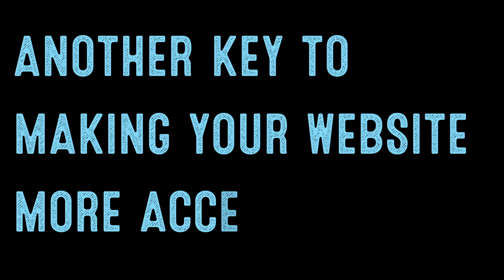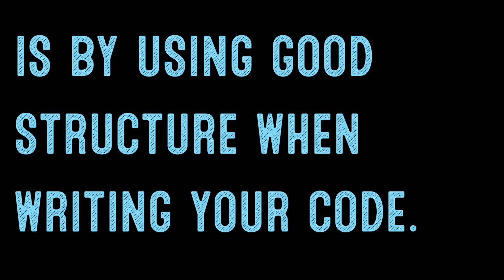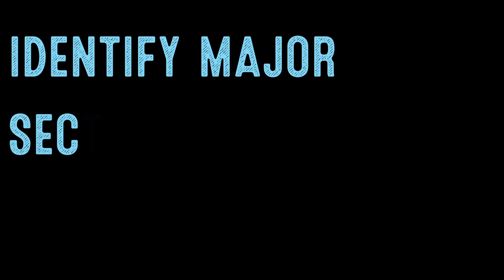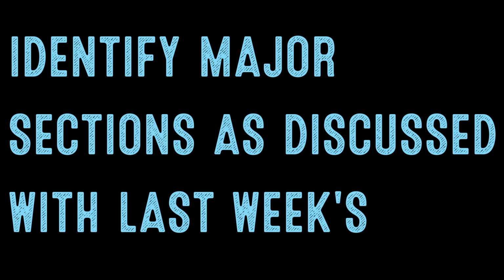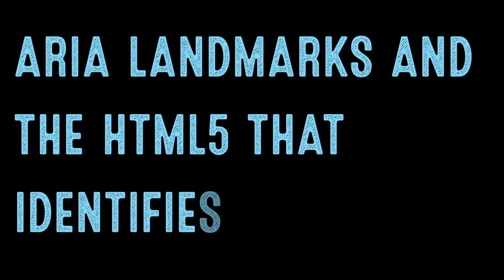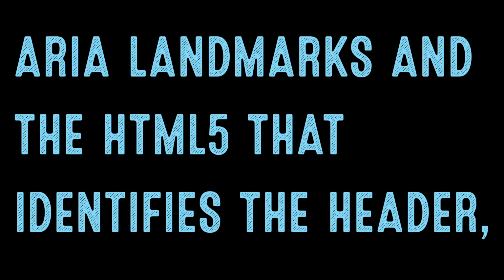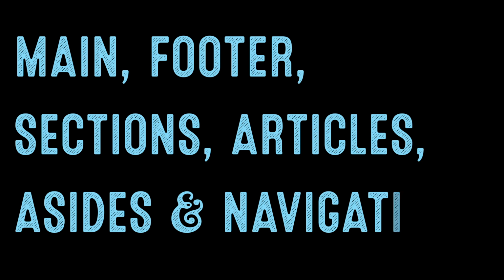The Daily Code Snippet. Another key to making your website more accessible is by using good structure when writing your code. Identify major sections as discussed with last week's ARIA landmarks and the HTML5 that identifies the header, main, footer, sections, articles, asides, and navigation.